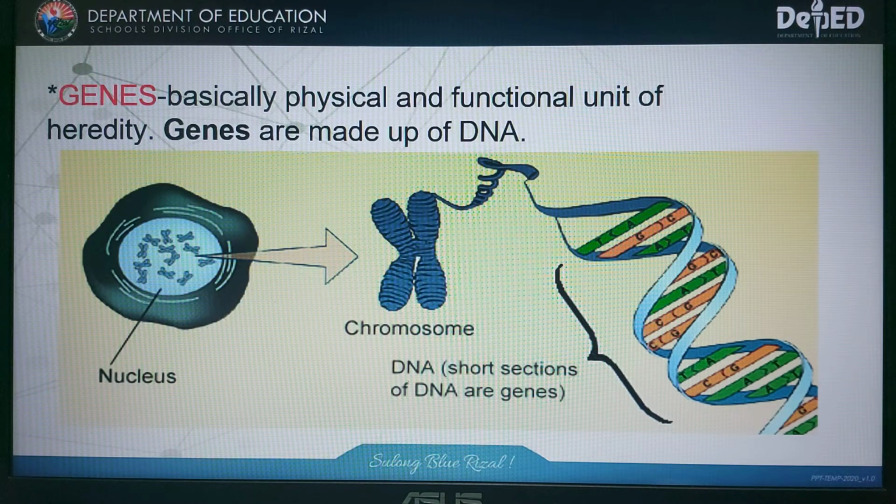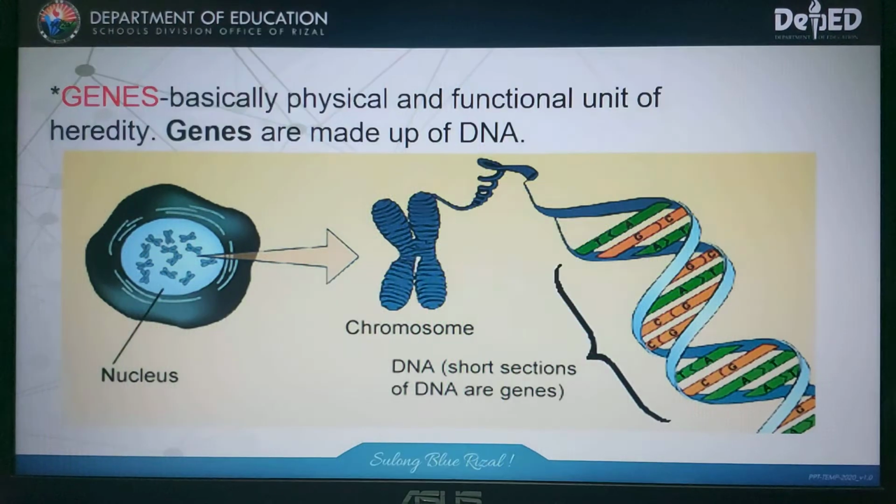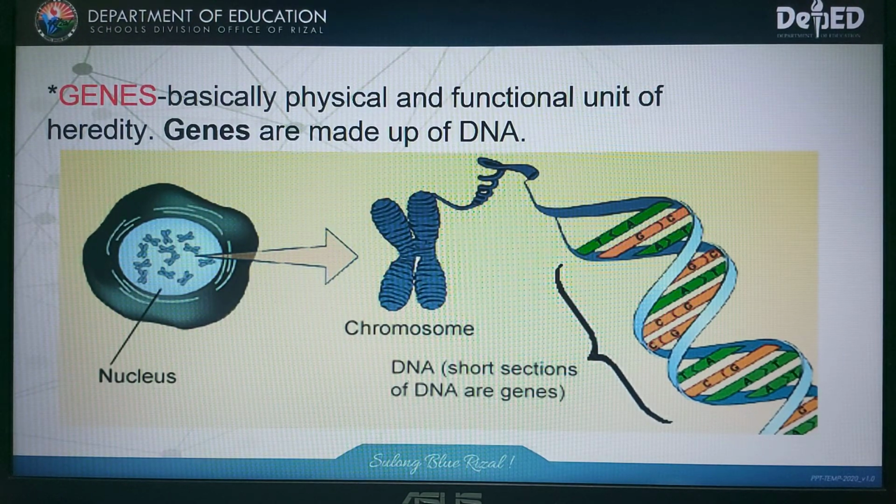Next, when we say genes, it is basically a physical and functional unit of heredity. Genes are made up of DNA. Inside the cell, we have the nucleus, and inside the nucleus, we have chromosomes. When you dissect the chromosomes, you can get a certain short section of DNA called genes. Genes are responsible for all the characteristics we possess from our parents.